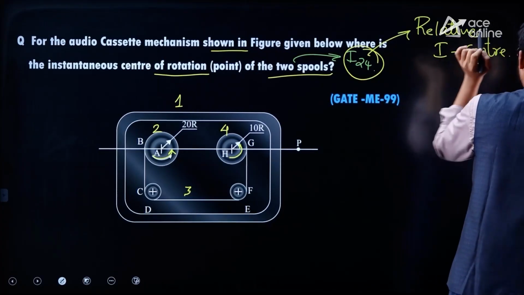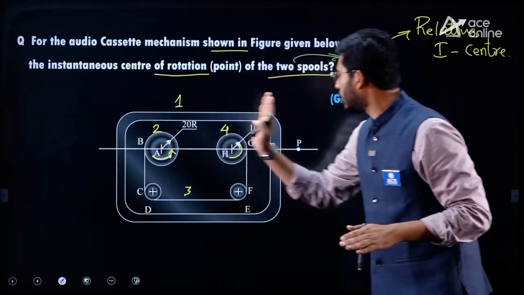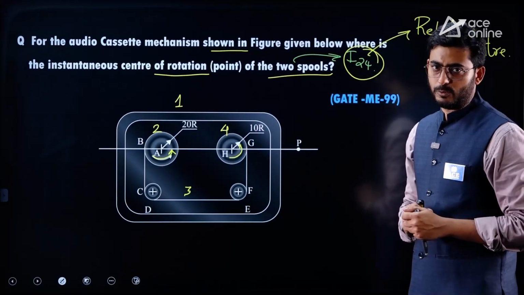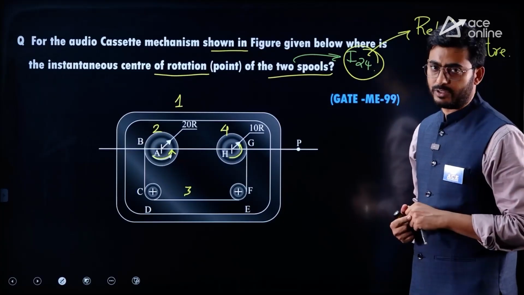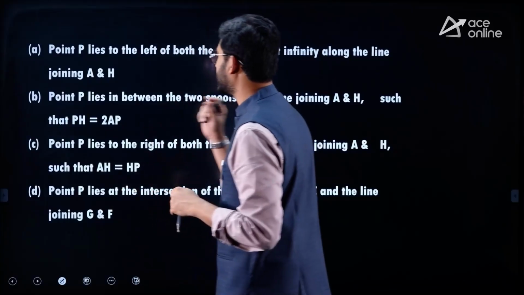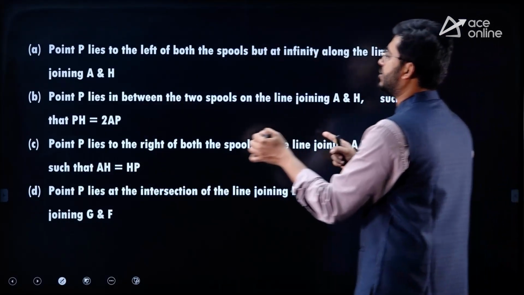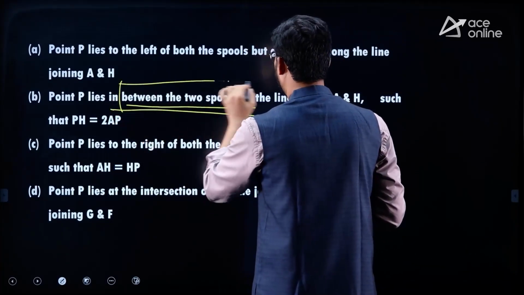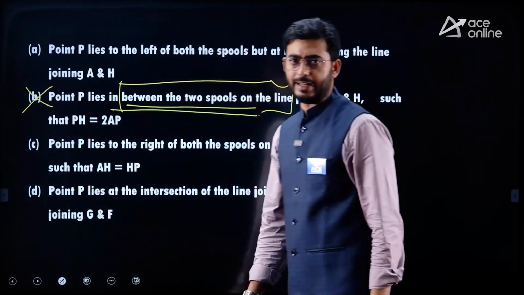So this relative eye center has to be on one side of these spools. If it is in the middle of two spools, then the sense of rotation will be opposite. That's the point you need to remember. So going back to option B, that point P lies between two spools on the line joining A and H. This is not the correct statement, so option B can be discarded directly.